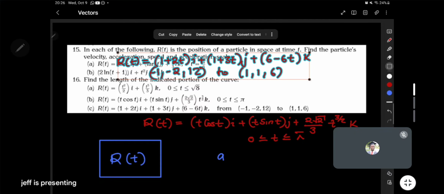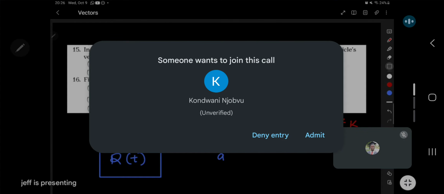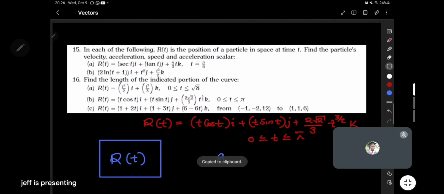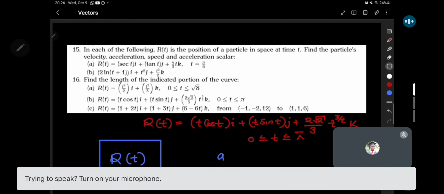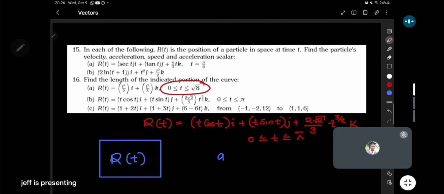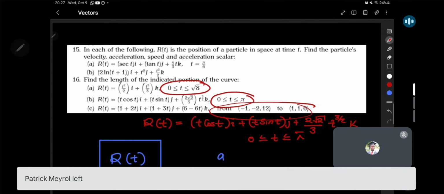Okay, so if you compare this question to 16A or B, you notice that everything really is quite similar. The approach is the same and so on. But the only difference that made me find this question interesting is that in A and B, the interval is presented in terms of time. You can see 0 less than or equal to t less than or equal to root 8. Here you have 0 less than or equal to t less than or equal to pi.